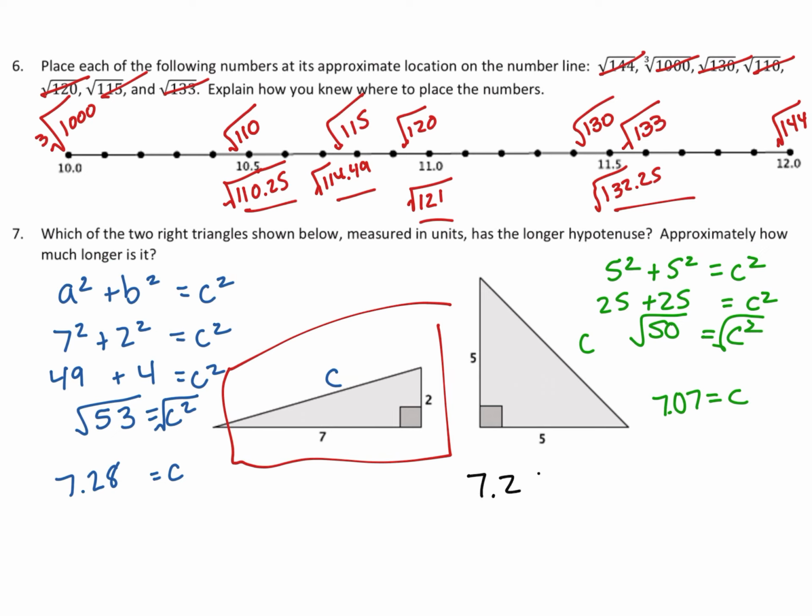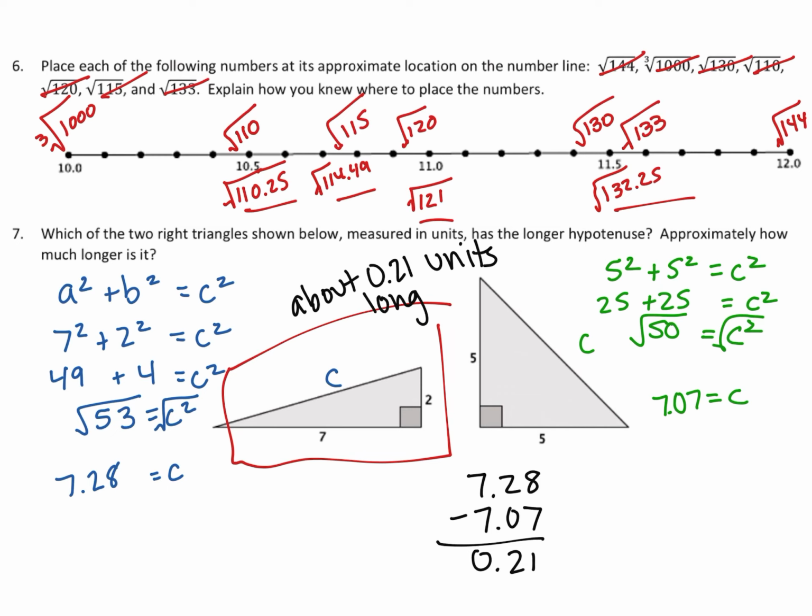So 7.28 minus 7.07 is about 0.21 units longer in this triangle here.